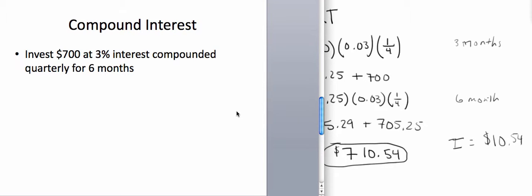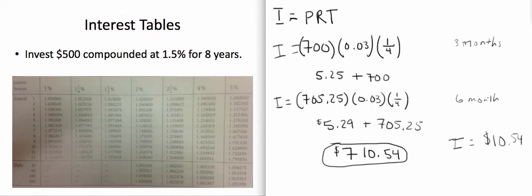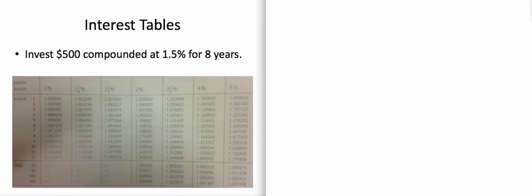Now our book does a good job, and this is kind of what they do as well. They give you an interest table, and this is compound interest again, but now the R and T values are figured and determined for you. And we've got annual interest, so every year, or you could have a daily interest rate. So it says we're investing $500 at 1.5% for 8 years, so that's 1 1/2%.